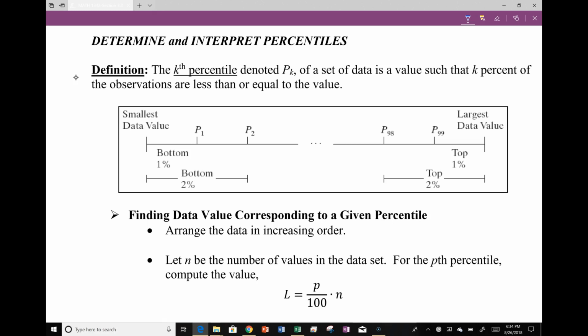So if I look at P sub 2, that means that 2% are less than or equal to that particular value. When we talk about the 98th percentile, P sub 98, we're saying that 98% of the data is less than or equal to this value.